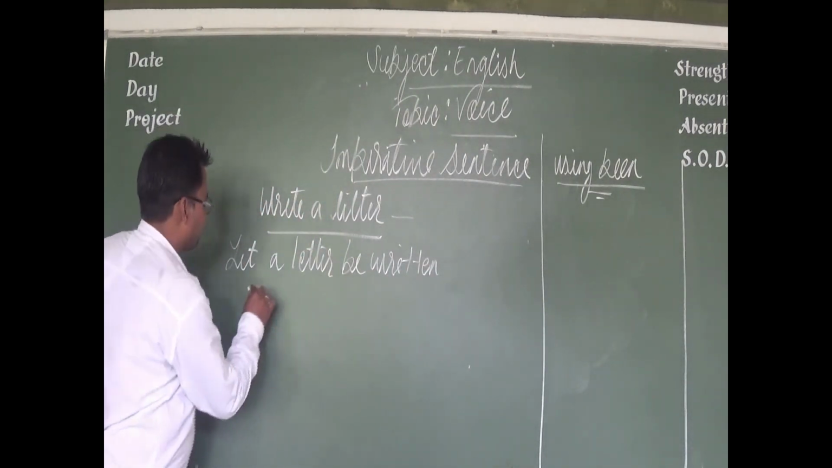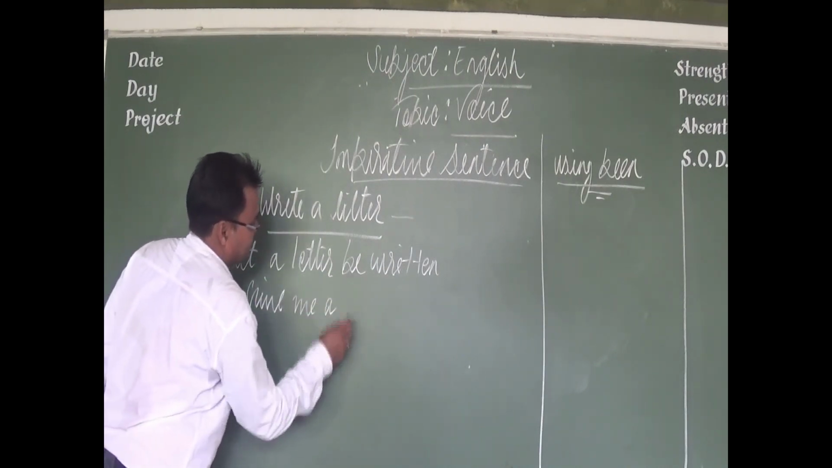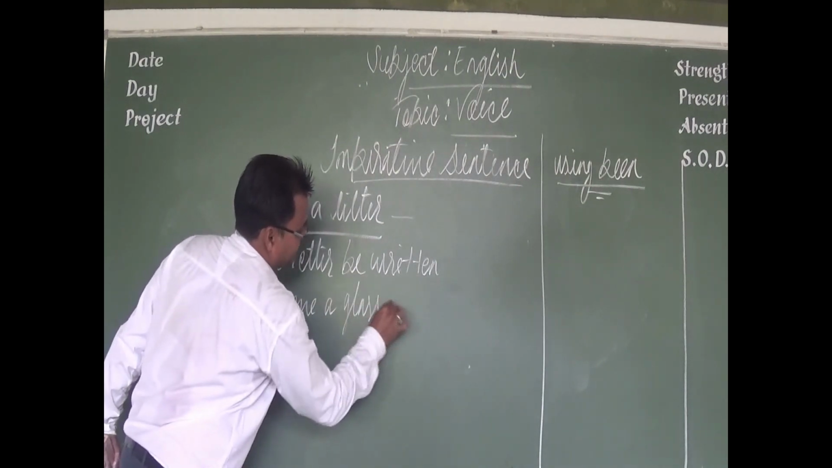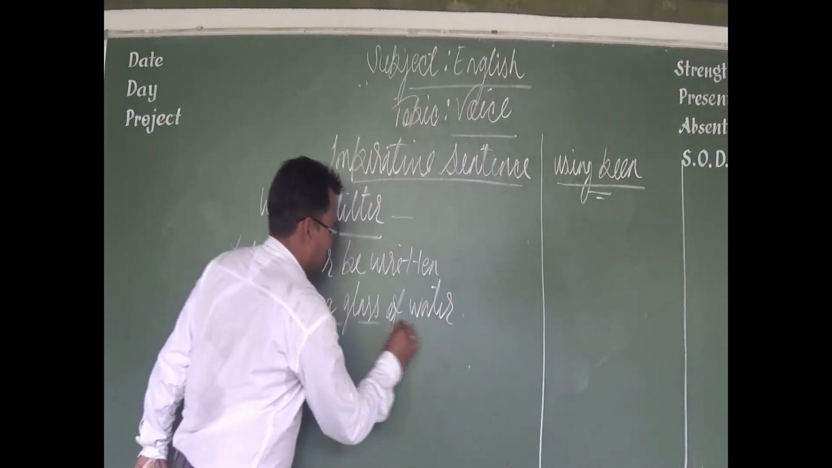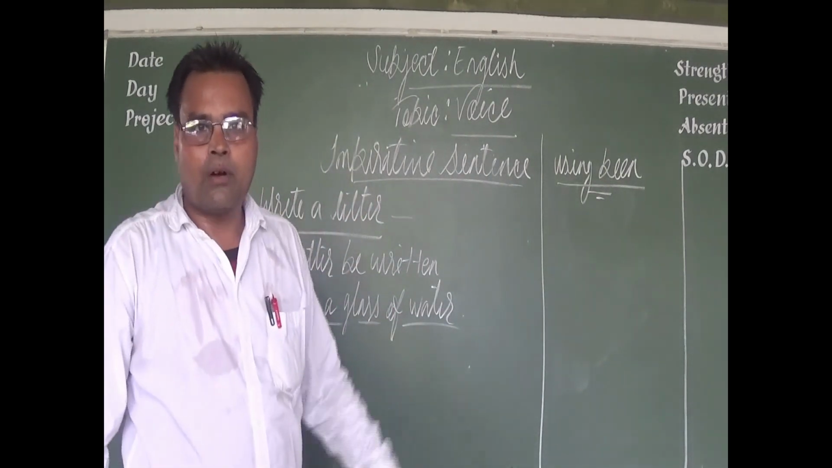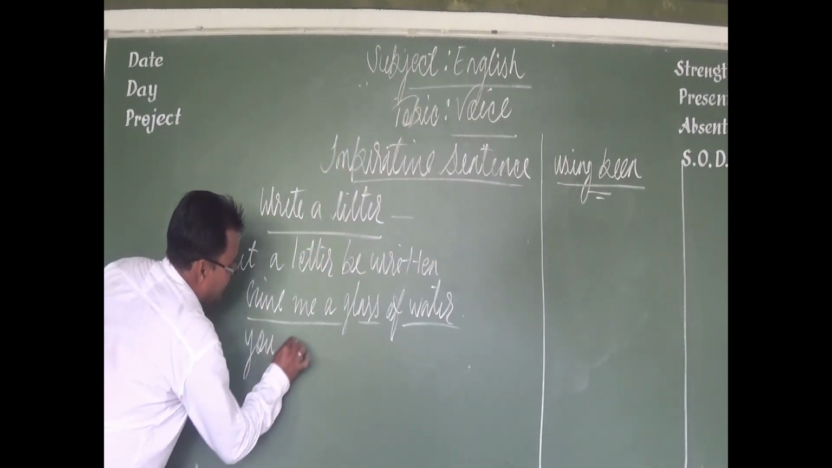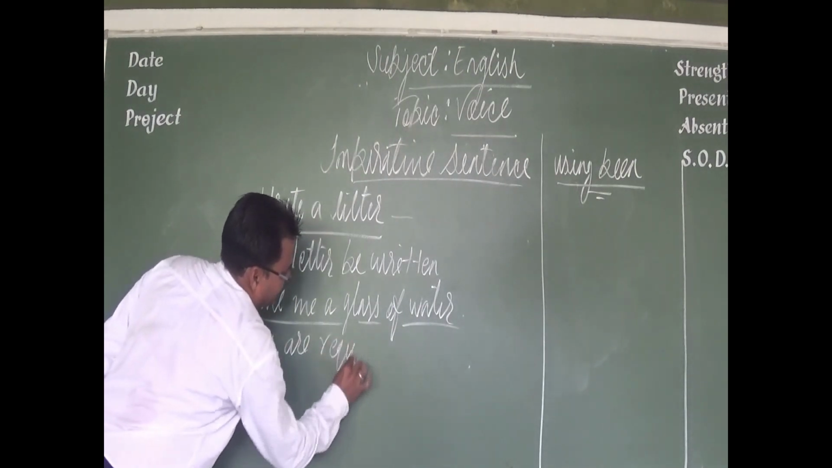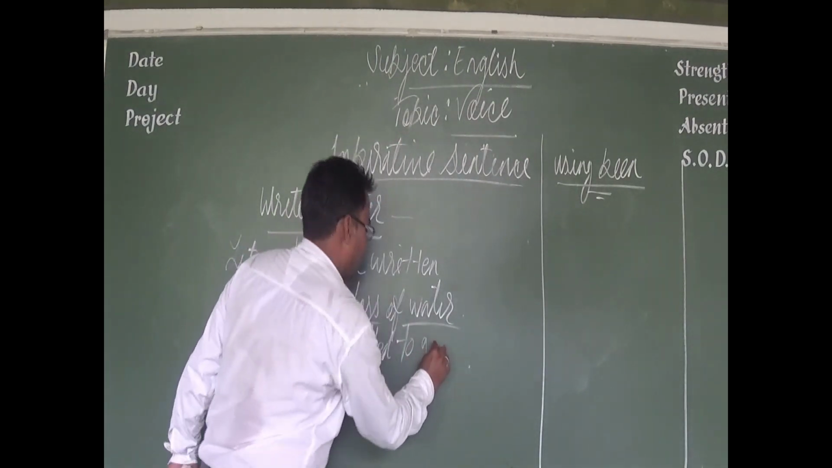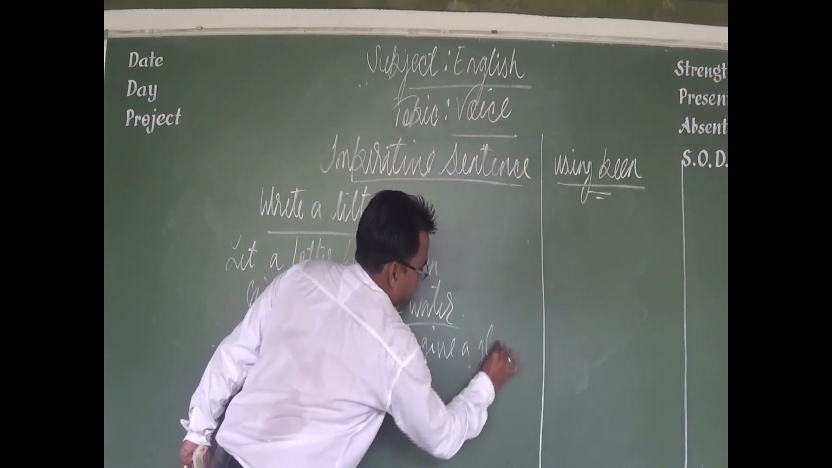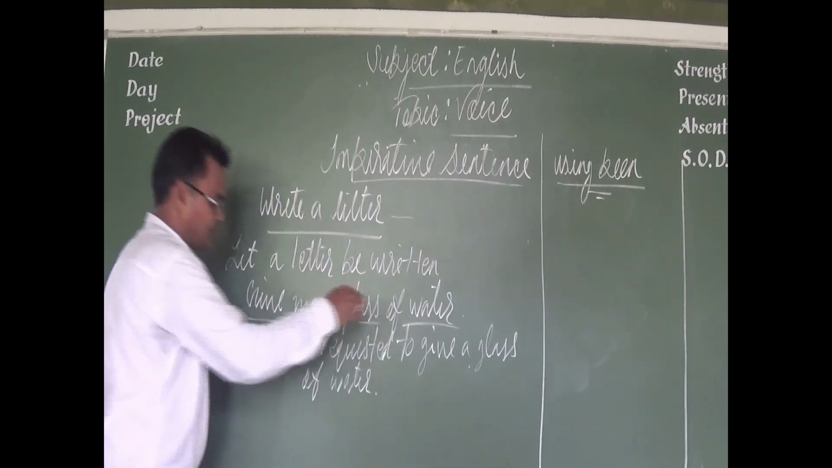Second sentence. Give me a glass of water. So how will we convert it? You are requested to give a glass of water.